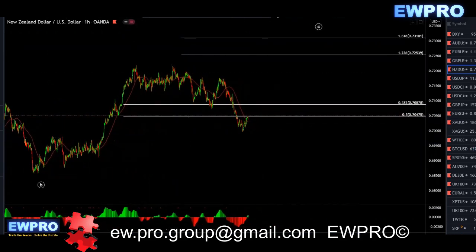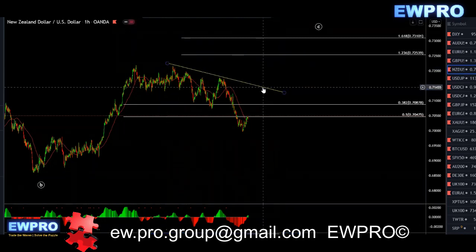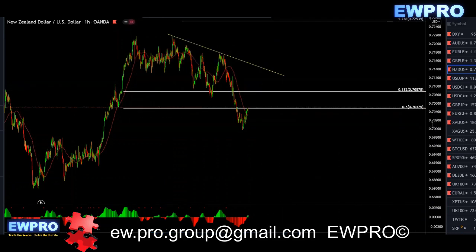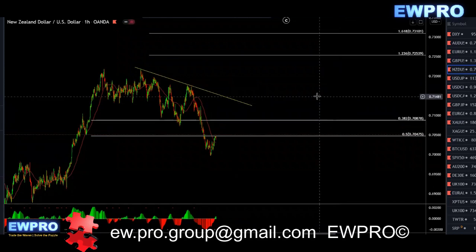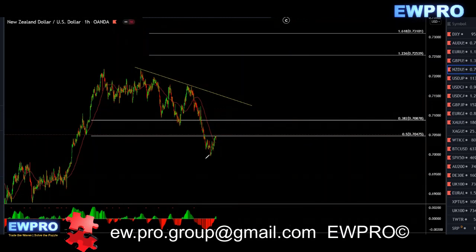On the H1, we don't have any bullish divergence. So you can only really look for sells. You know, and you got a trend line in here. So yeah, I'd be staying out of this because it's unclear on the daily.